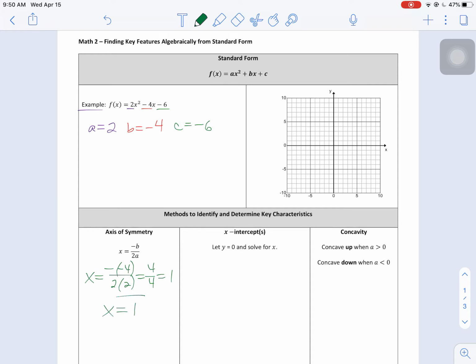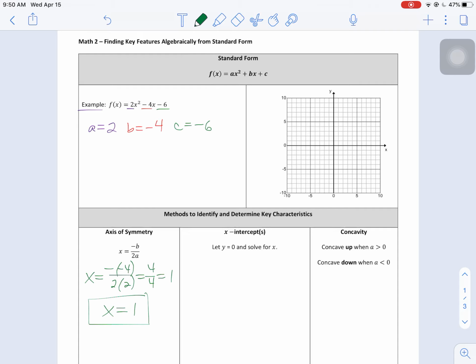Since this is an axis of symmetry, you do need the x equals in front of the 1 to get full credit, because this is that vertical line that cuts through the vertex, and it just cuts your parabola in half. For x-intercepts, you're going to let y equal 0 and solve for x.